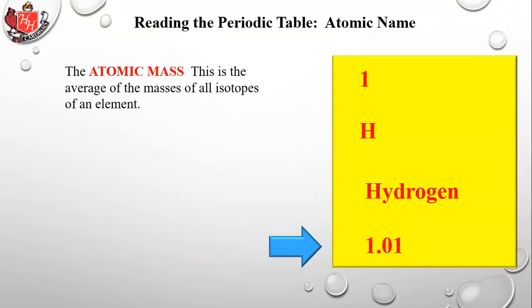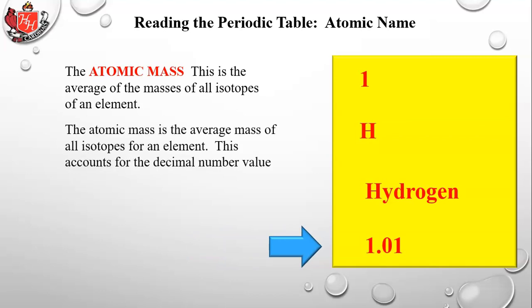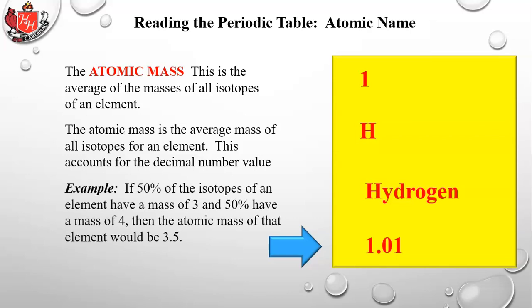And the atomic mass, this is the average of the masses of all isotopes of an element. The atomic mass is the average mass of all isotopes of an element. This accounts for the decimal value. So let's just take a simple example. If 50% of the isotopes of an element have a mass of 3 and 50% have a mass of 4, then the atomic mass of that element would be 3.5. Okay, so it's the average of the masses of all the different isotopes, that is, different numbers of neutrons in that atom, of the different types of atoms of that element.